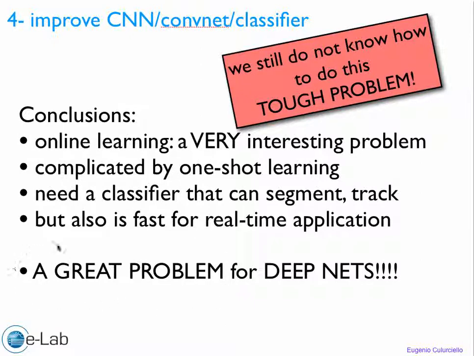So I think this is really a great problem for deep networks, how to do this. And I would move away from doing work on a single dataset with deep networks, and try to think about how you can actually use your deep network to track an object in a scene while it's moving and changing appearance.